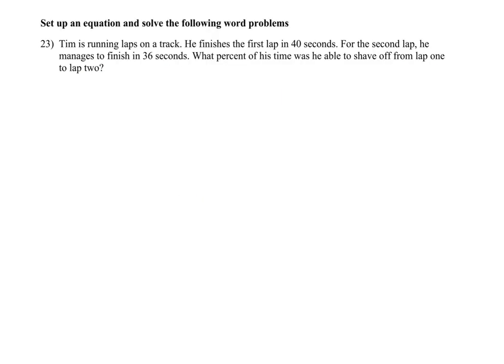This one says Tim is running laps on a track. He finishes the first lap in 40 seconds. For the second lap, he manages to finish in 36 seconds. What percent of his time was he able to shave off from lap 1 to lap 2? All right. So the first thing I'm going to do is find out my numerator. My numerator is just the subtraction of those. The subtraction of those would be 40 minus 36. All right. So what's my numerator here?